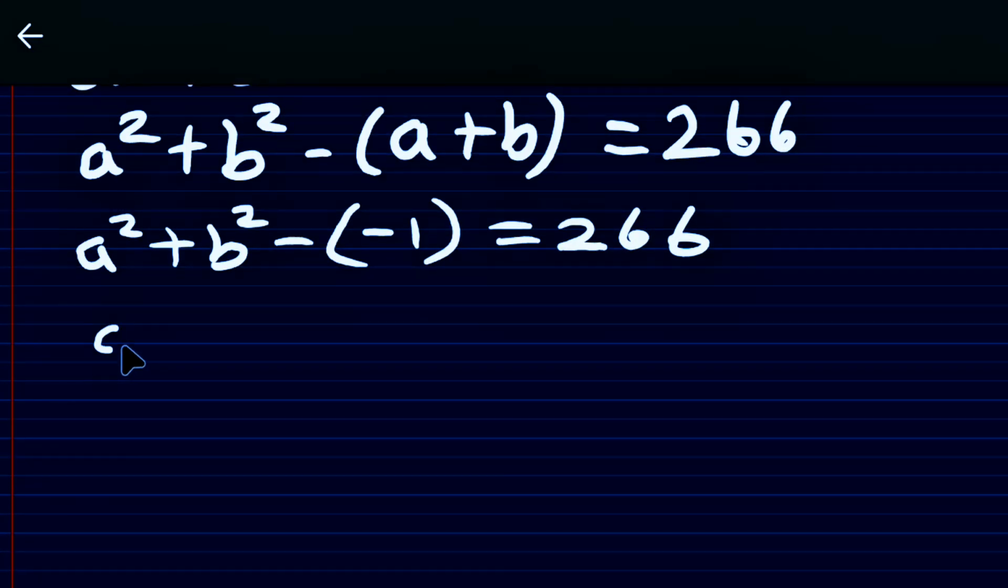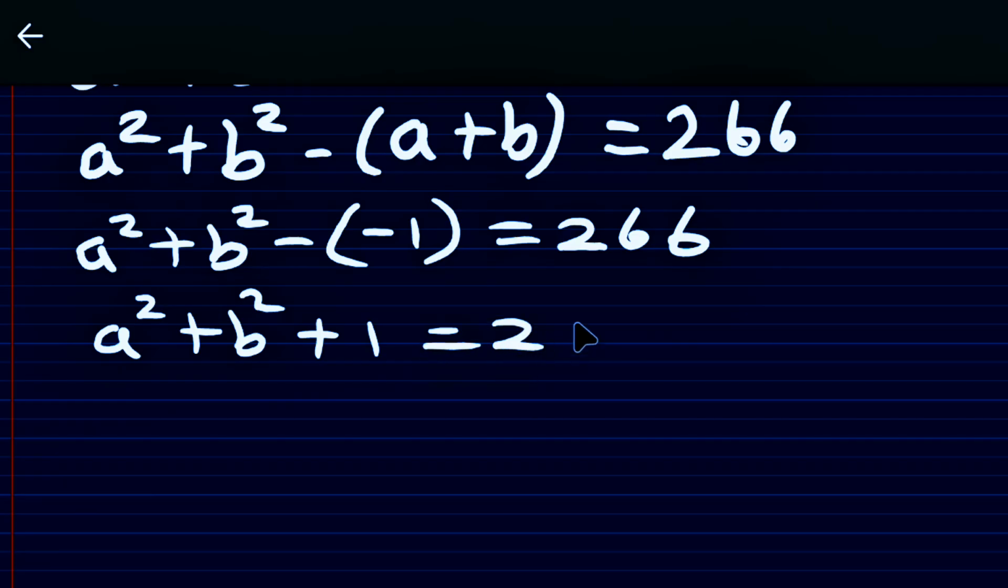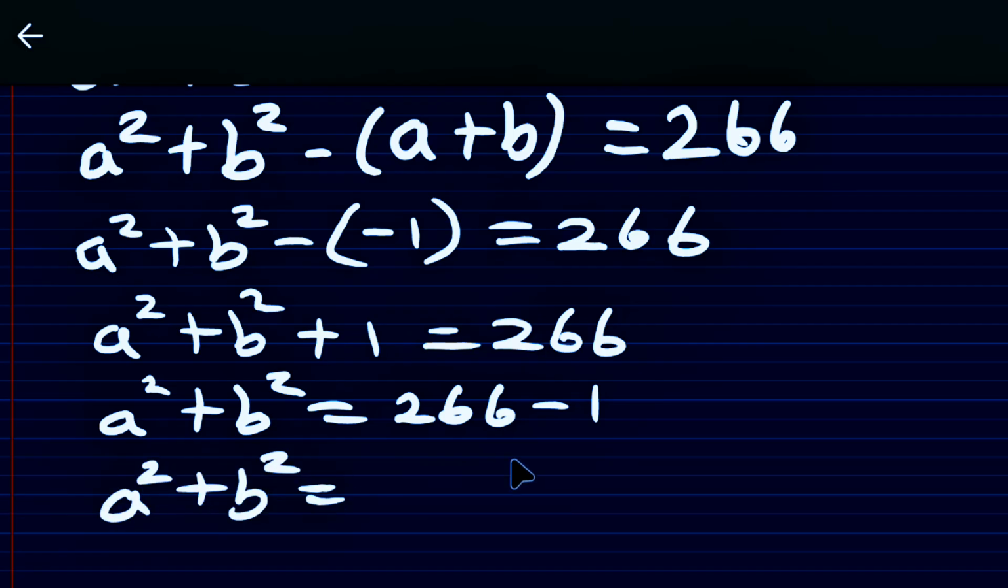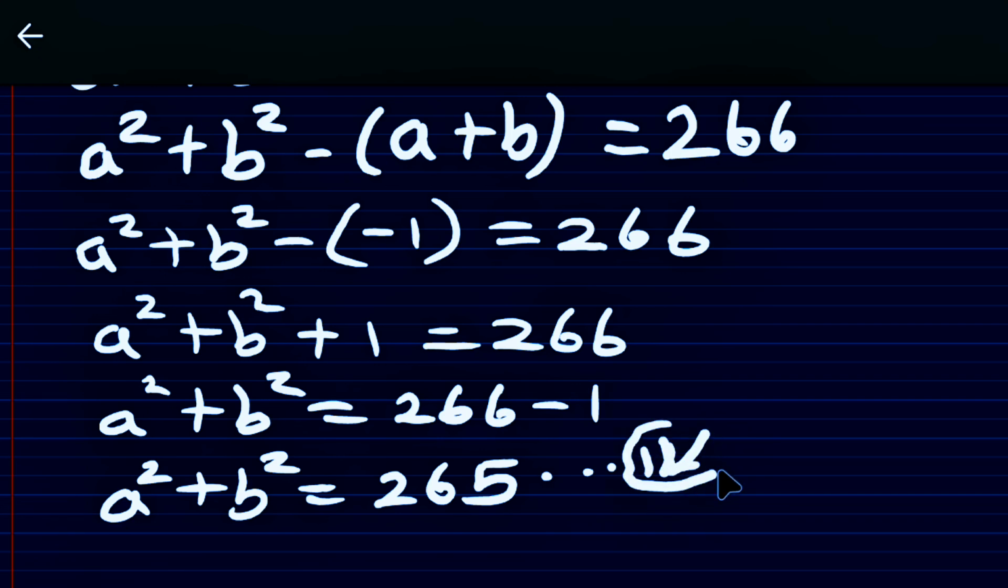Okay, so from here we have a squared plus b squared, minus times minus will give us plus 1, and this equals 266. So if we collect like terms here, we are going to have a squared plus b squared equal to 266 minus 1. So we have a squared plus b squared, and this equals 266 minus 1, which gives us 265. And this is equation 4. So we have gotten equation 3 and equation 4.